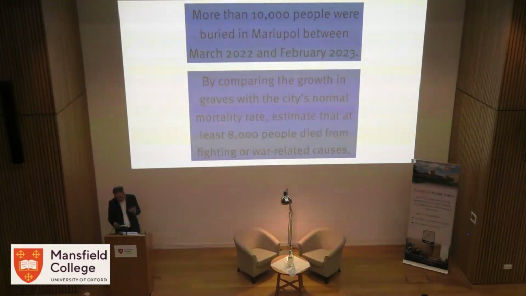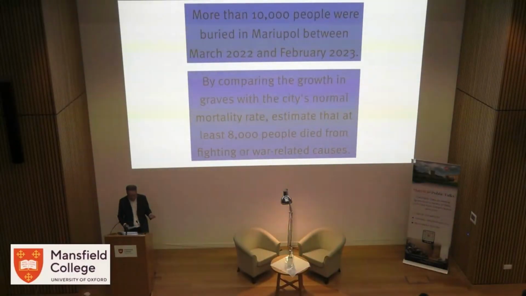When we compared that to the city's normal mortality rate, we estimated that at least 8,000 people died from fighting or war-related causes in Mariupol during that period. Now, as I said, this is a highly conservative number. Many people were taken to nearby villages, many were buried and remained in the rubble, and there are many people whose fates we still do not know. But just having this baseline number was, for accountability purposes, a very important piece of evidence.